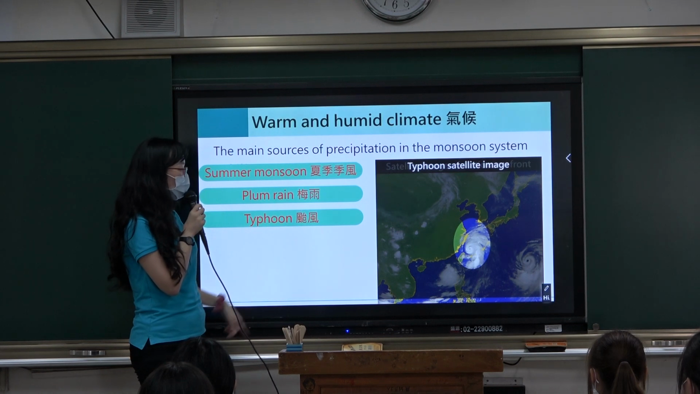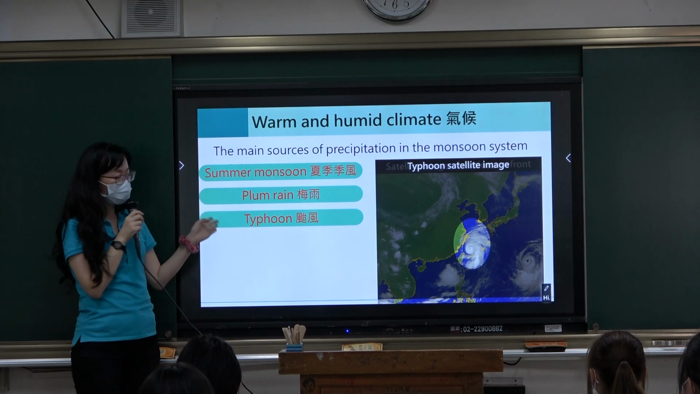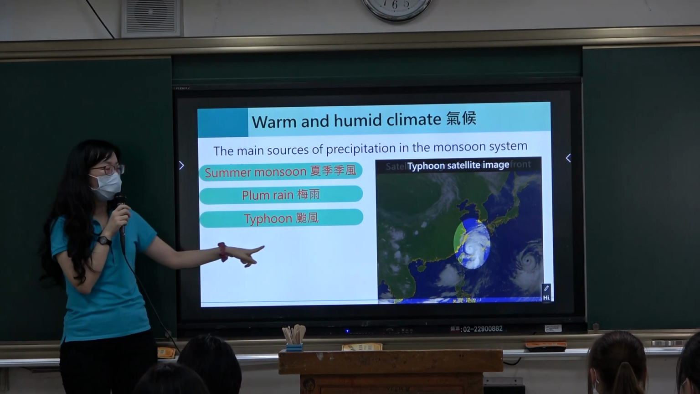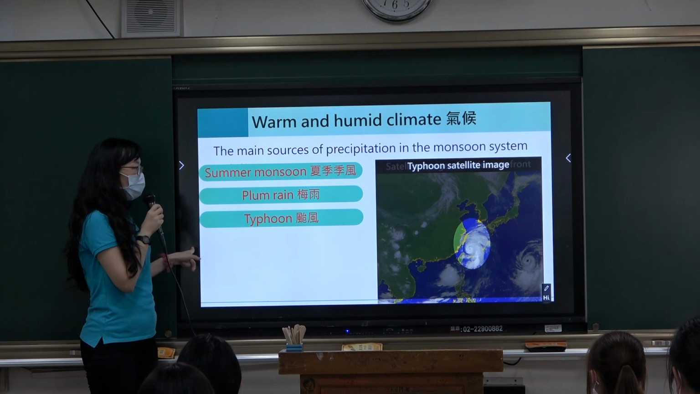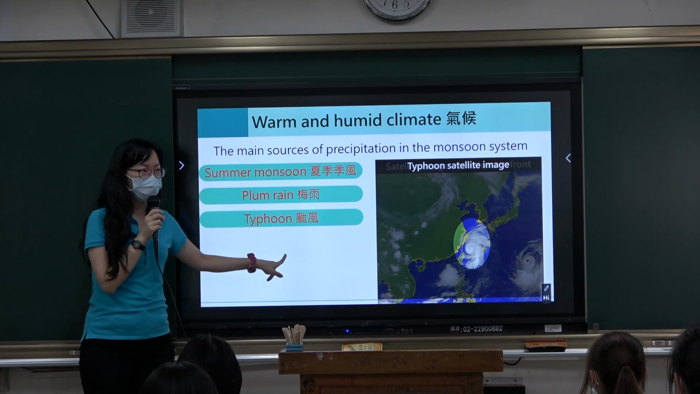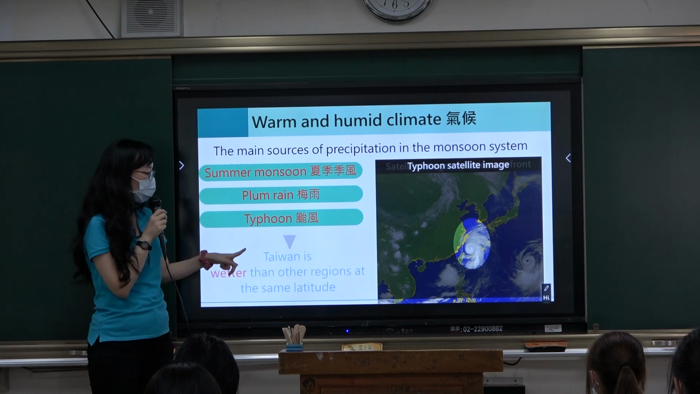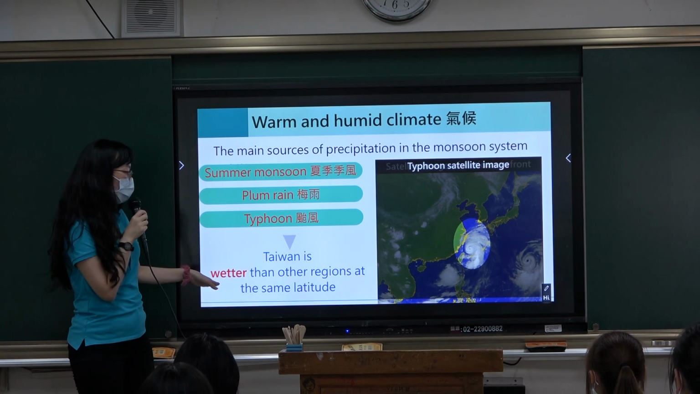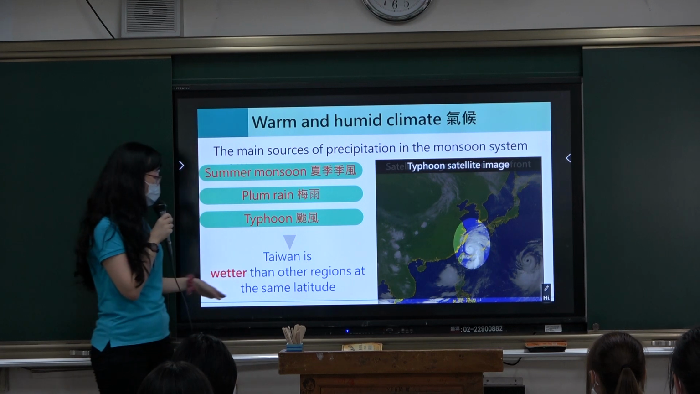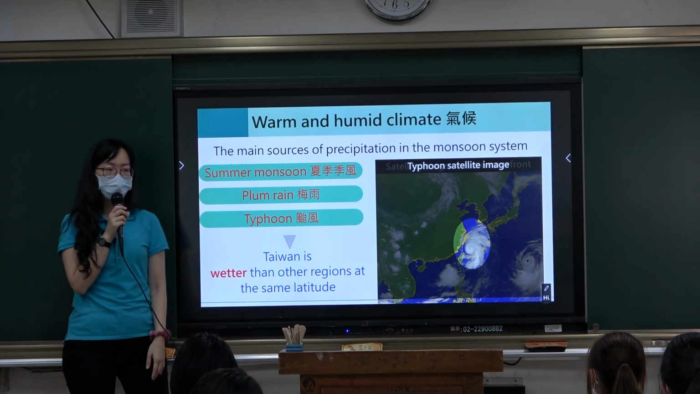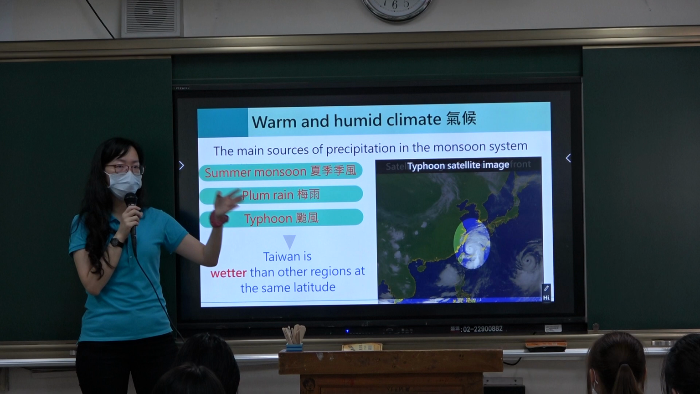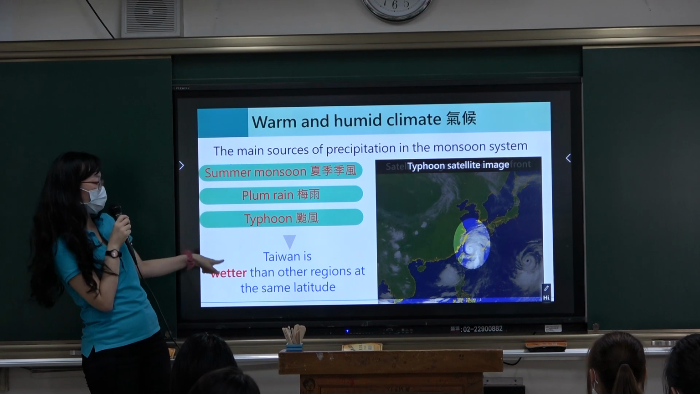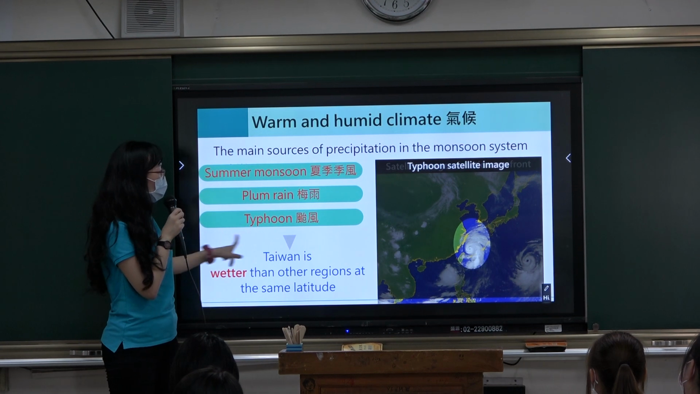Yeah, so it's typhoon. Because of this rate of precipitation, actually Taiwan is wetter or drier than the same region? Is it wetter or drier? Wetter than other regions at the same latitude. So actually we are wetter than other regions at the same latitude. Okay, we move on.